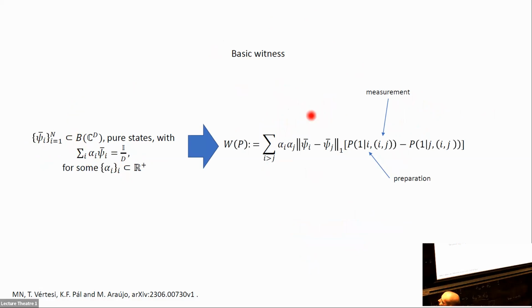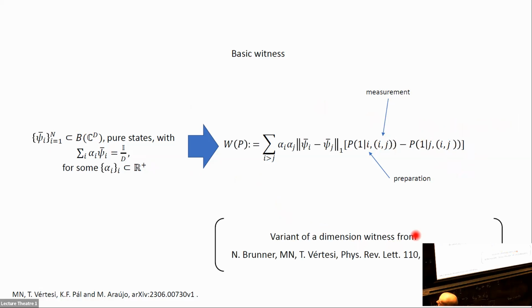Okay, now I'm going to define this witness. This is a witness, of course, that depends on these things, but it is linear. It is linear in the probability, right? In case you wonder, this witness is a variant of some dimension witness that appeared in this paper. This year is the jubilee of this witness.